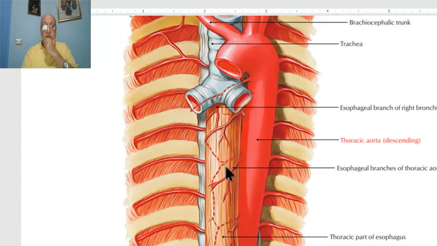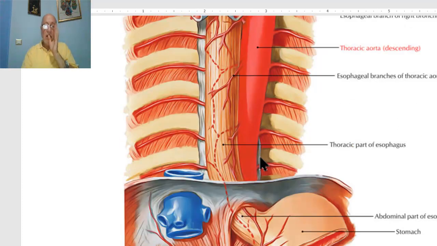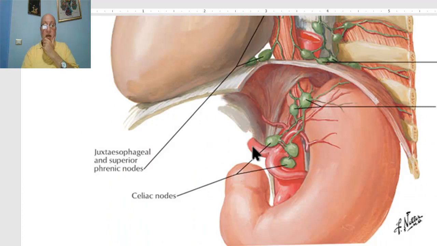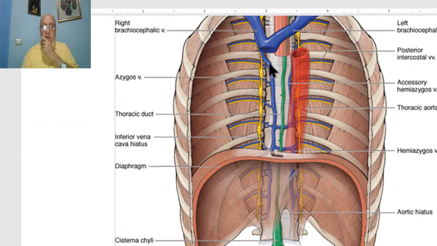This is the esophagus on the right side of the aorta. This is the main structure. After crossing of the esophagus in front of the aorta, these two structures are present. What is this? Azygous vein. Here the esophagus is cut and removed to show the structures behind the esophagus, which is azygous vein separated from the descending aorta by thoracic duct.